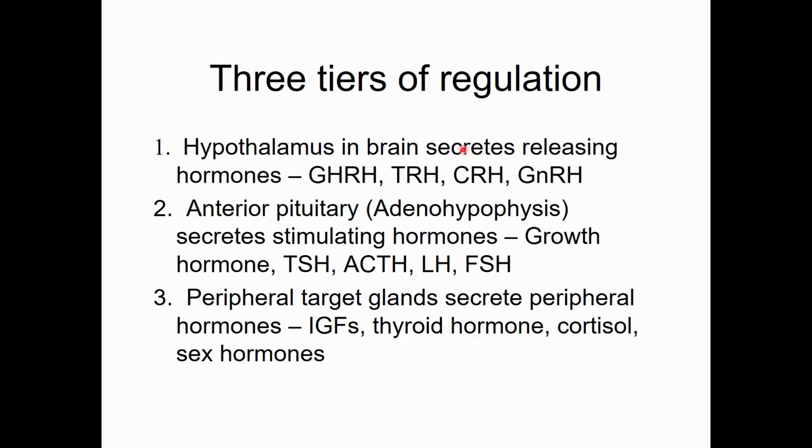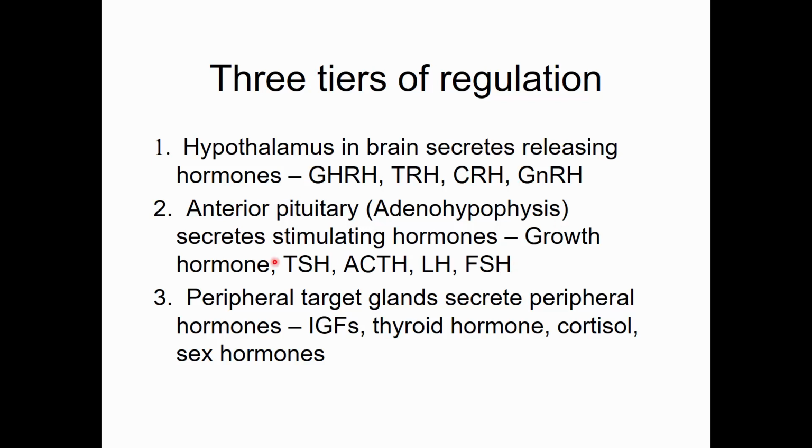So we talk about an axis or three tiers of regulation. The hypothalamus produces releasing hormones. Gonadotropin releasing hormone, growth hormone releasing hormone, thyroid releasing hormone, corticotropic releasing hormone. Then the anterior pituitary, or the adenohypophysis, secretes stimulating hormones. Growth hormone, thyroid stimulating hormone, adrenocorticotropic hormone, luteinizing hormone, follicle stimulating hormone.